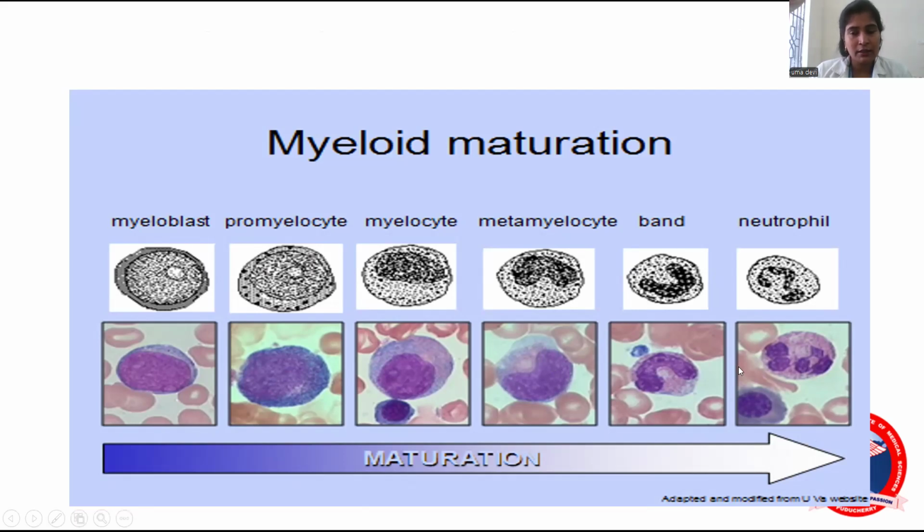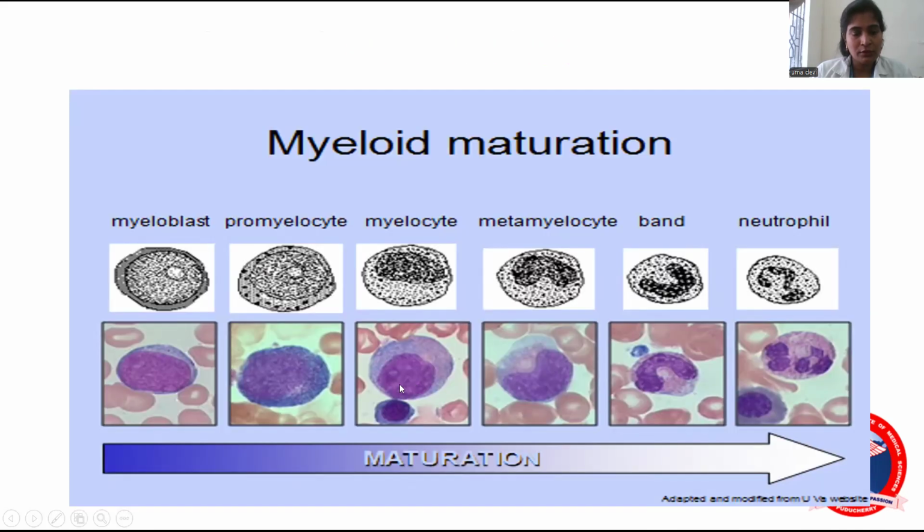If there are certain conditions, we use this term. We call it shift to left and shift to right. So shift to left means the immature ones are seen, like maybe myelocyte, metamyelocyte, even numerous band forms. Whereas shift to right means neutrophils are increased. Okay. When that will happen, we can discuss it later.